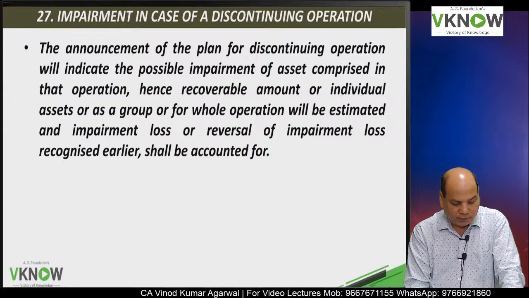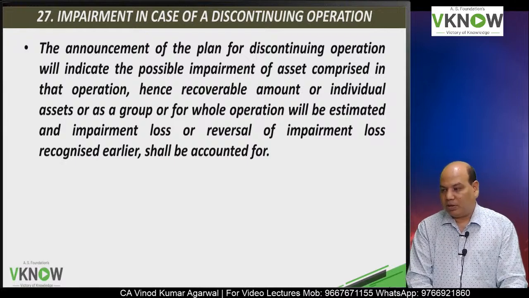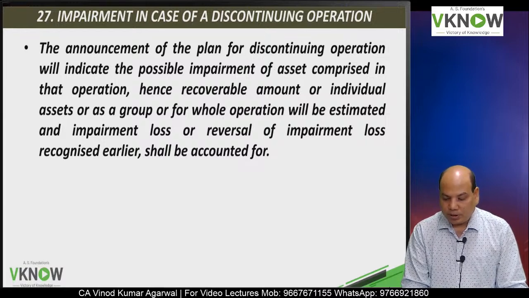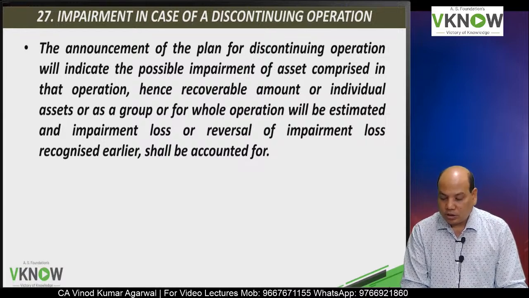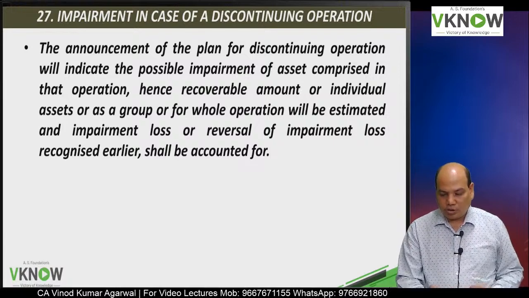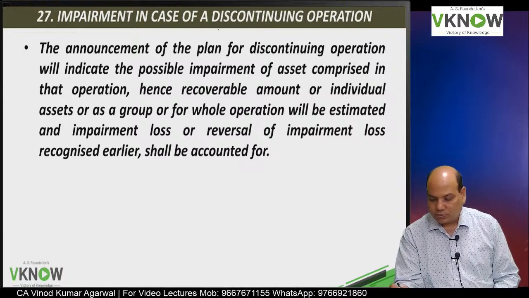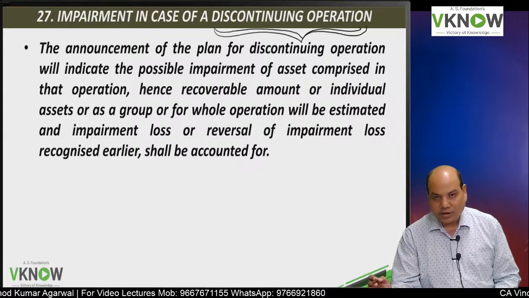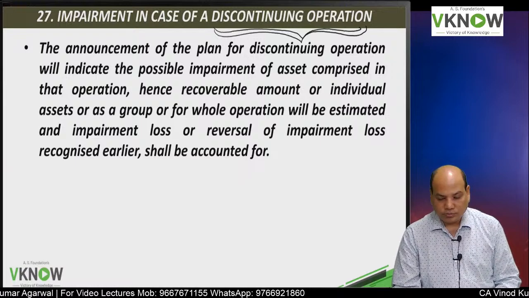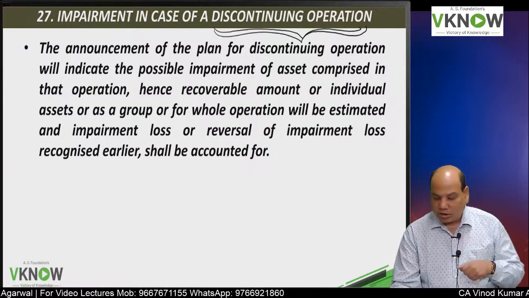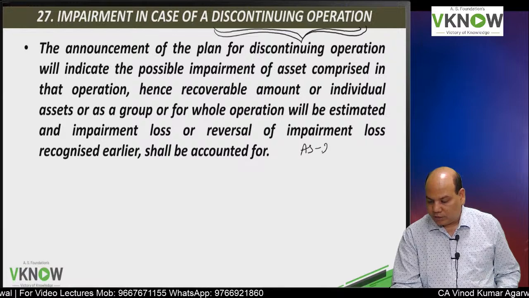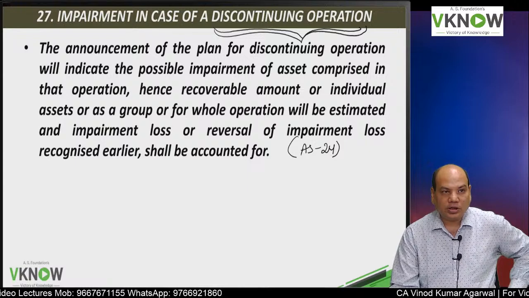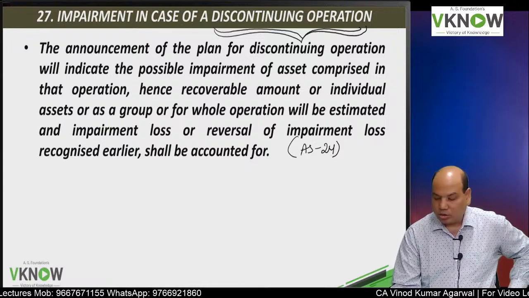Now the next paragraph is impairment in case of a discontinuing operation. What do you mean by discontinuing operation? That is an operation which the management have decided to discontinue. AS 24 deals with discontinuing operations. Accounting Standard 24 deals with discontinuing operations.